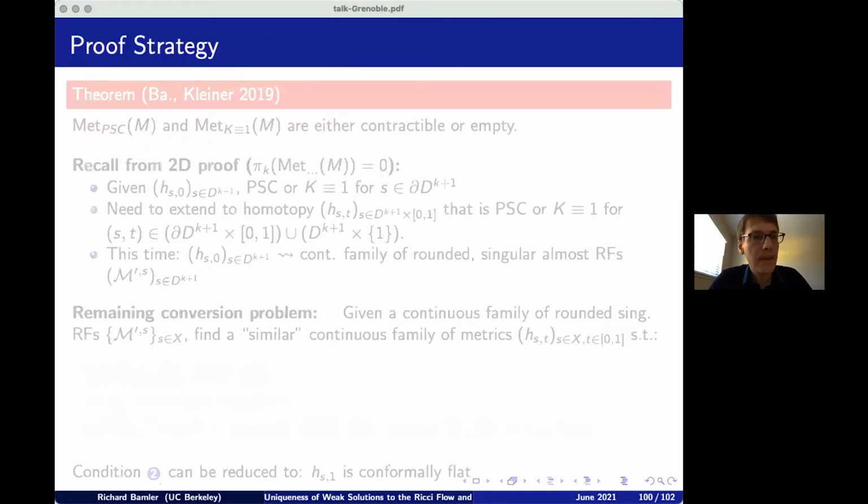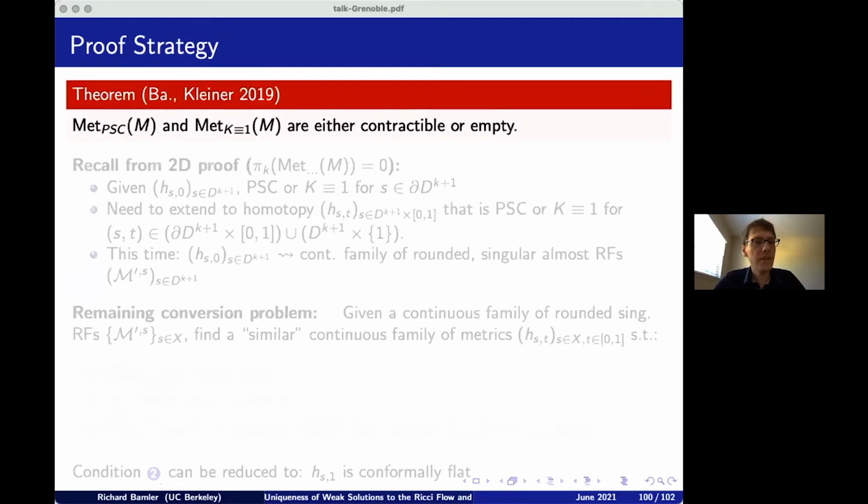Okay, so let's try to start with the proof here, or at least give you the strategy that we want to follow. So again, this is the theorem that we want to prove, that the space of PSC metrics and the space of constant curvature metrics are either contractible or empty. And we can prove the contractibility of both of these spaces in the same go. Okay? So you can just replace PSC by constant curvature metric or the other way around to get the corresponding proof. Right. So just to start, let's recall from the two-dimensional proof, how did we prove the statement?